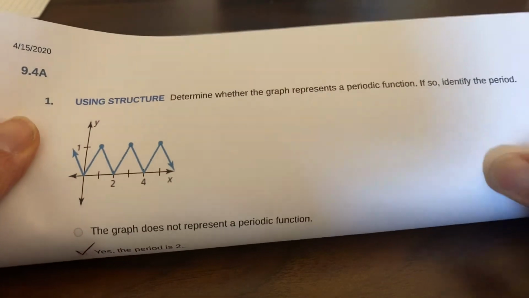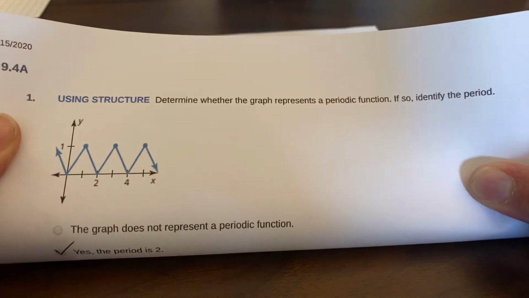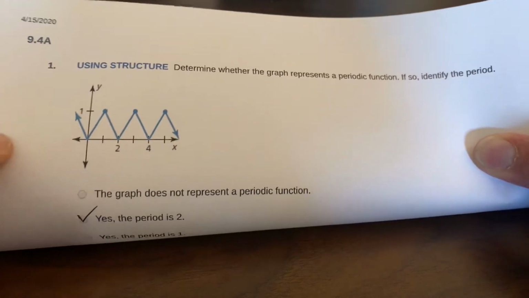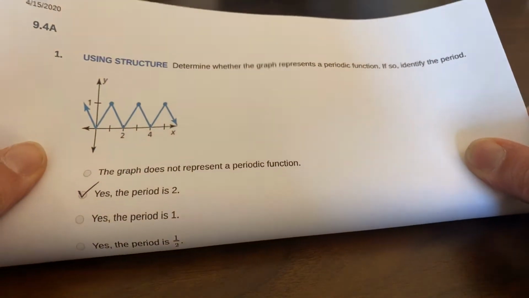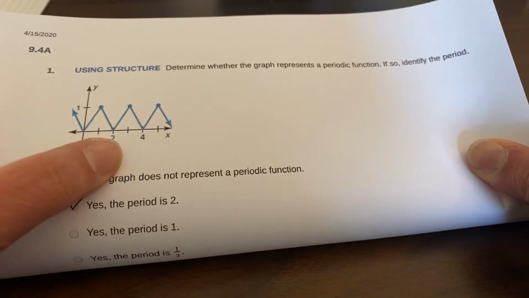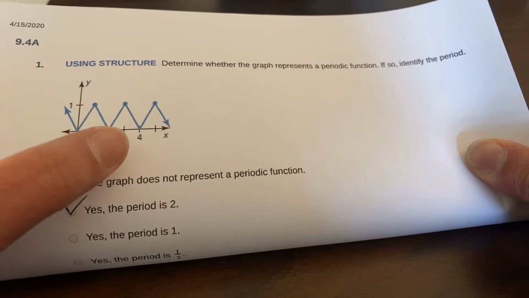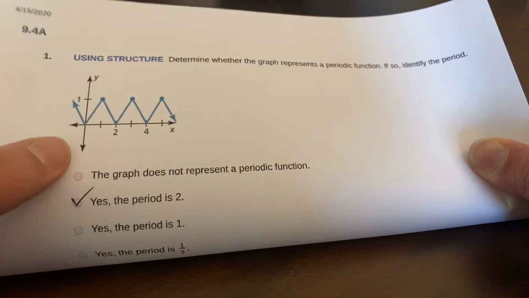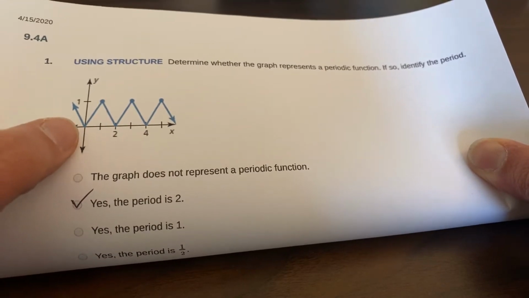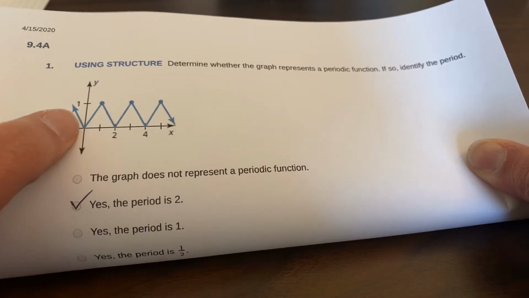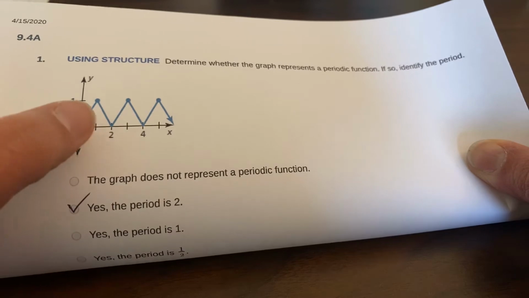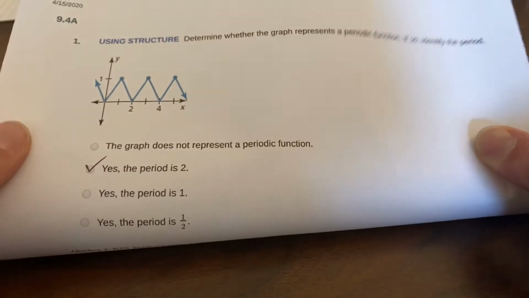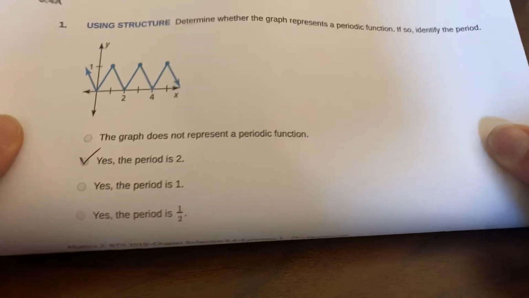All right, number 1 said to determine whether the graph represents a periodic function, and if so, identify the period, and most of you had no problem with this. You recognized that yes, this is a periodic repeating function, and the period is 2 because the distance from valley to valley is 2 units, or from peak to peak is 2 units. So it's yes, the period is 2.